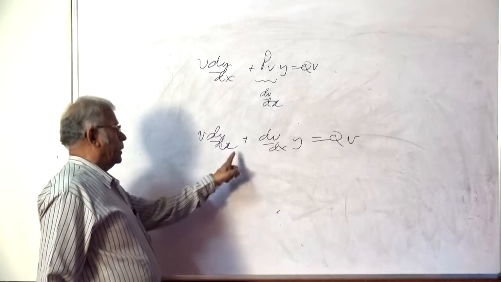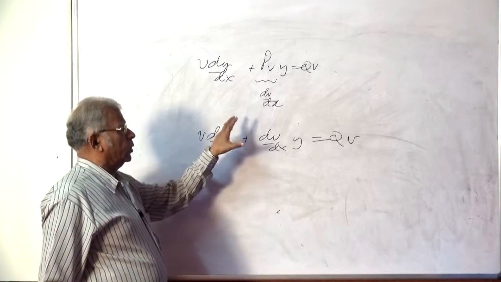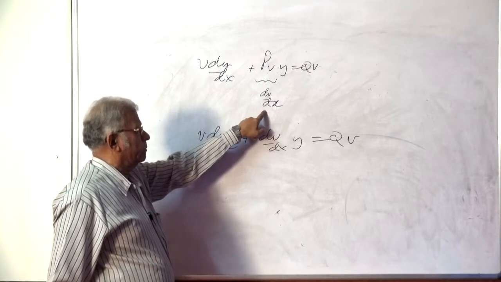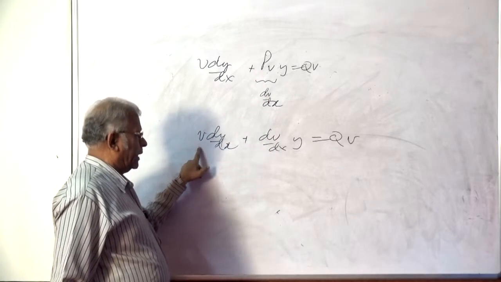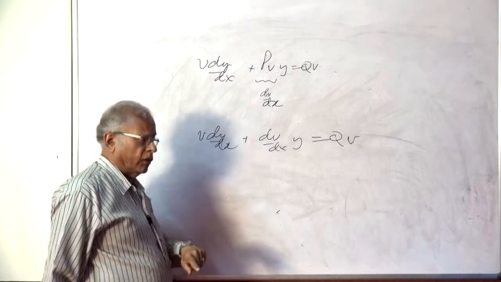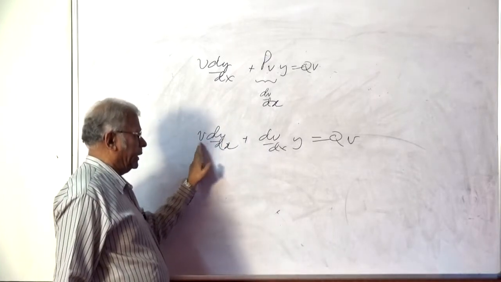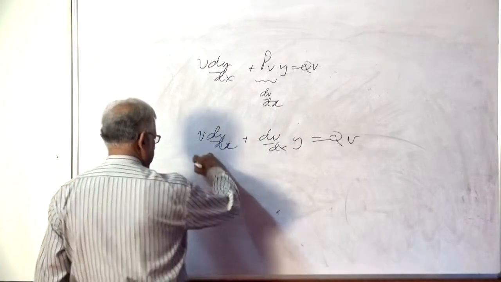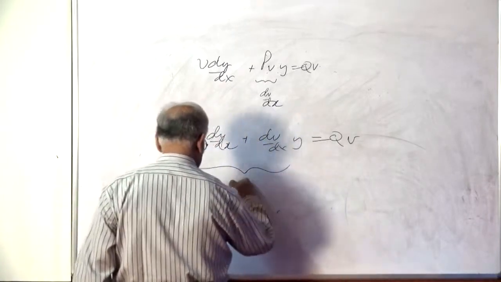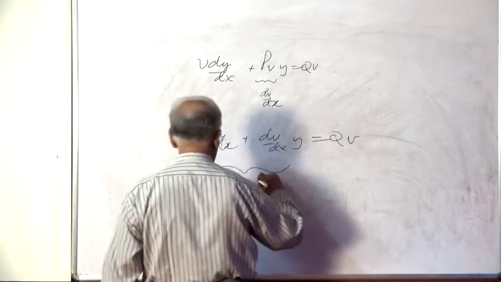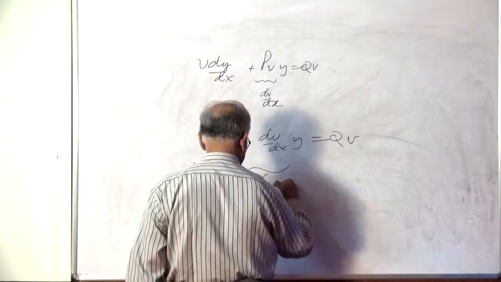So we see that if we can make a choice of V such that PV is equal to dV/dx, then the left hand side actually becomes the d/dx of y into V. V dy/dx plus y dV/dx. This becomes nothing but the d/dx of yV.